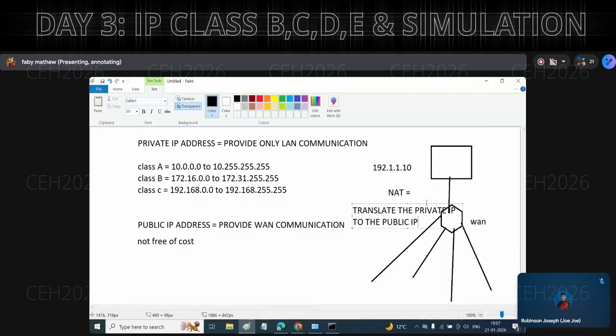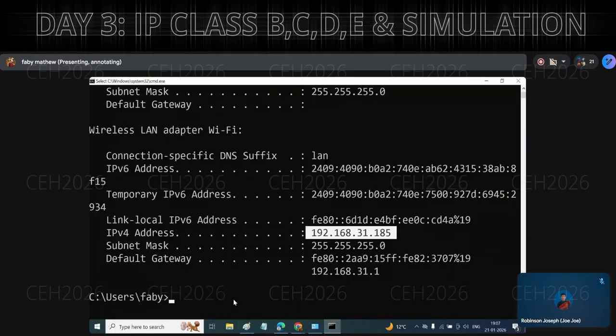Suppose tomorrow when you go to the college, check from each and every machine. If you try to check the public IP, it should be the same. How can you check it?